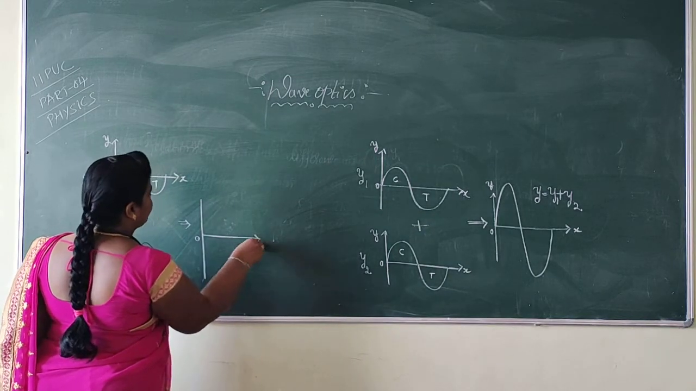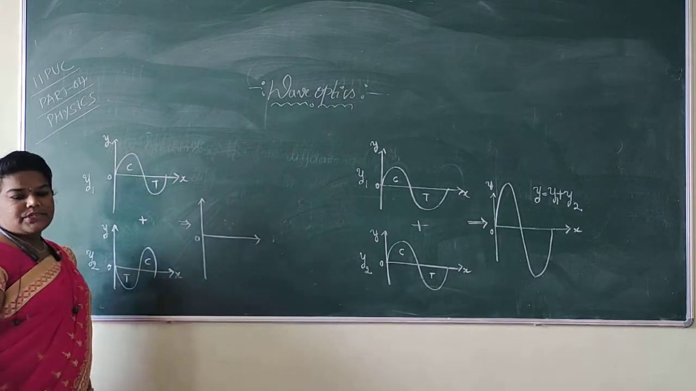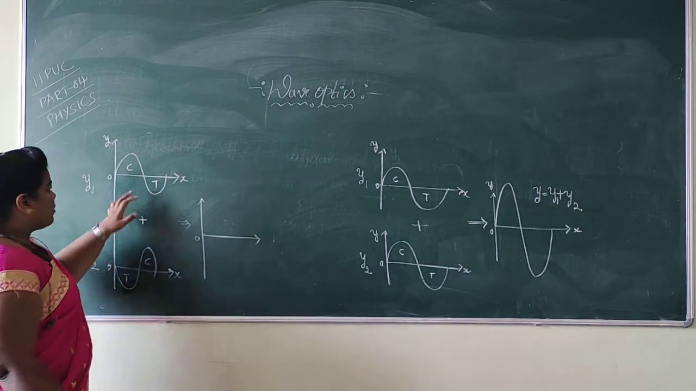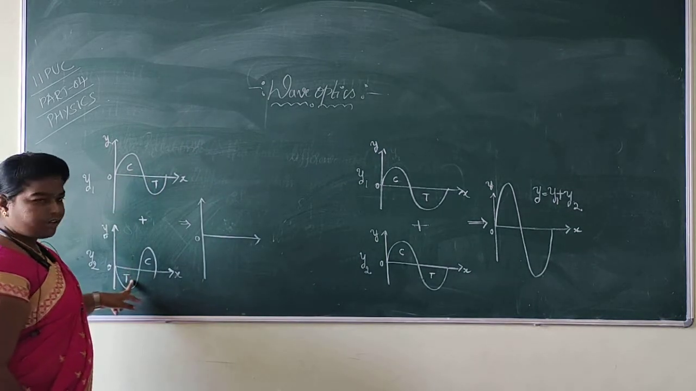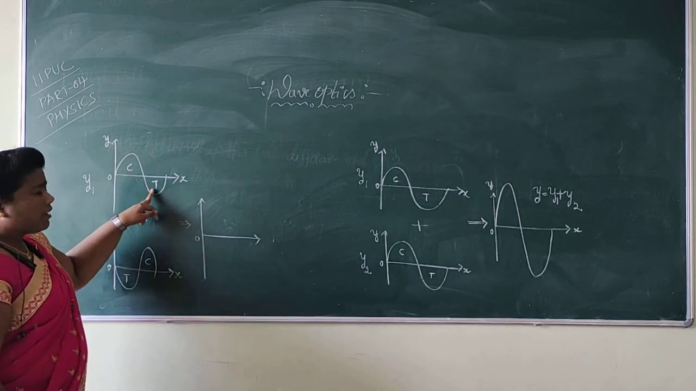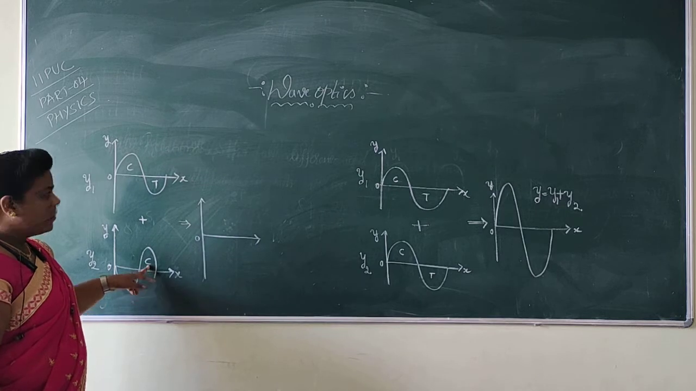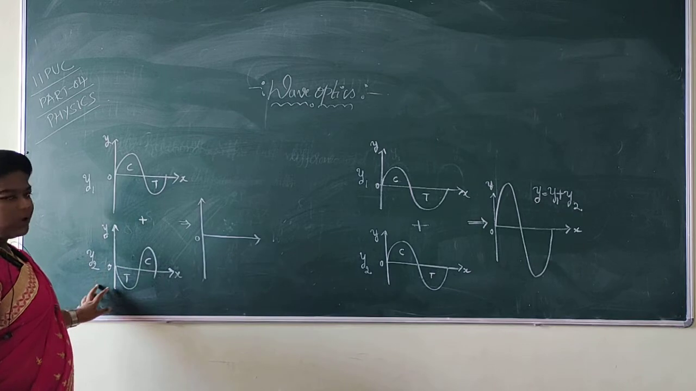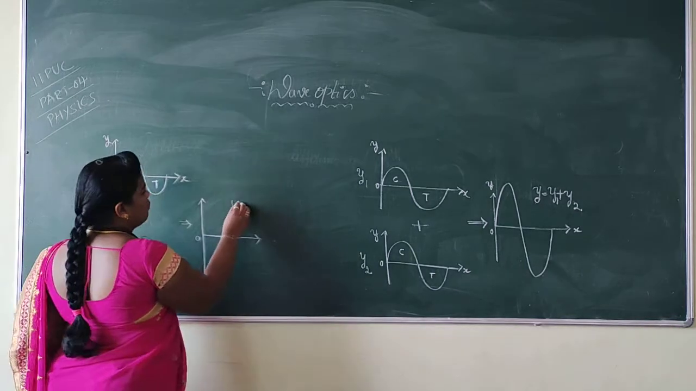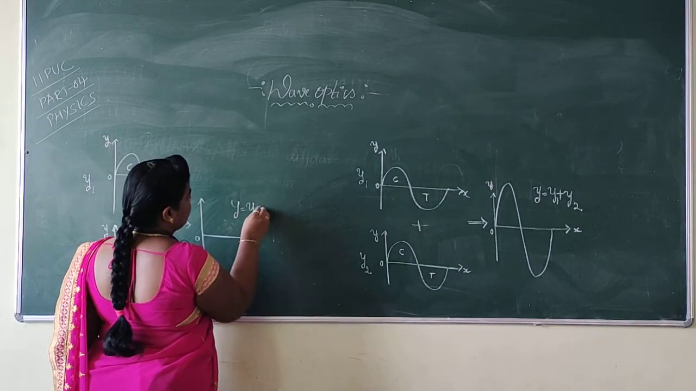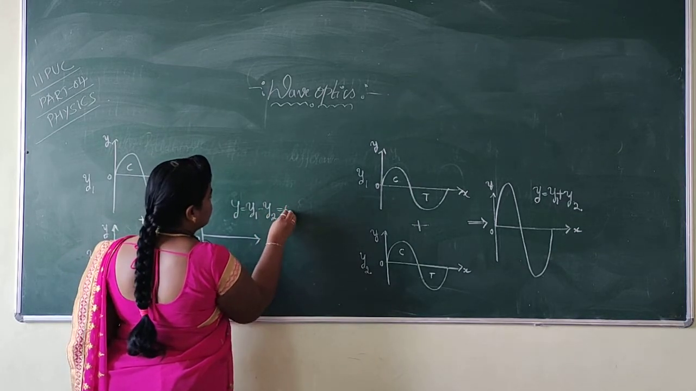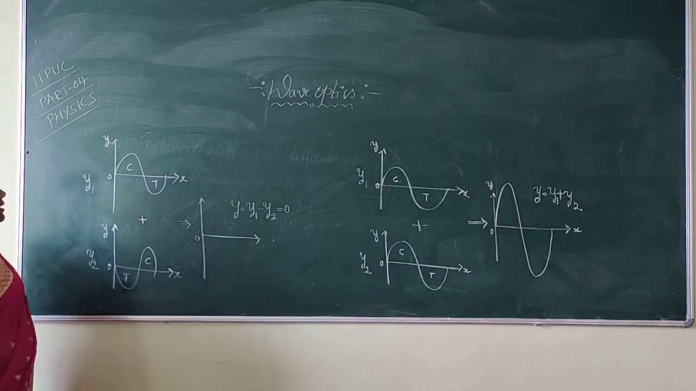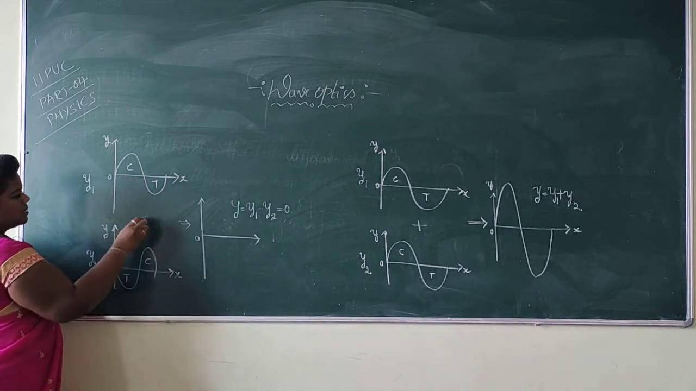Here you can observe that destructive interference takes place. It means nothing is present. If the crest of one wave falls on the trough of the other wave, or the trough of one wave falls on the crest of the other wave, then according to the superposition principle, what happens if I add the displacement of these two? Here it becomes y1 minus y2, which becomes equal to 0. Here you will not get any displacement. So my dear students, here you will not get any displacement.